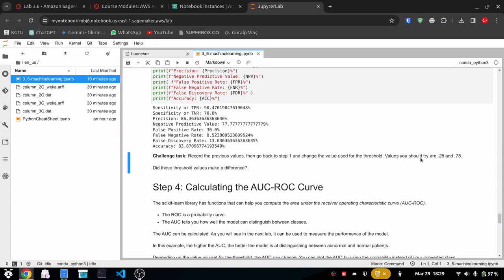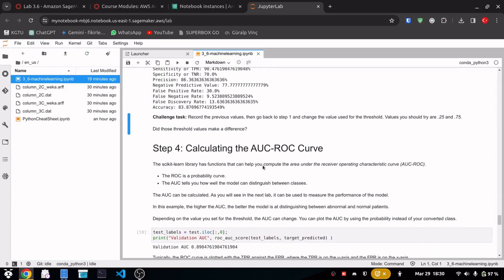So the challenge task is to record the previous values, then go back one step and change the values used for the threshold. Values you should try are 0.25 and 0.75. Did those threshold values make a difference?